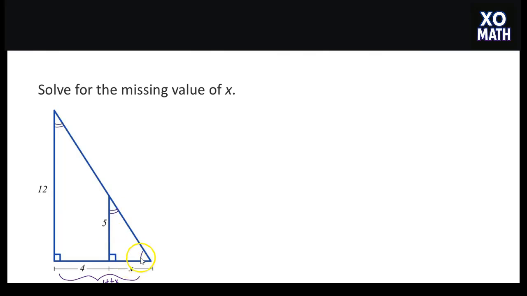So the proportion we're going to set up is the base of the smaller triangle, x, is to the height of the smaller triangle, 5. So we have x over 5, or x is to 5, as, or equals, the base of the bigger triangle, 4 plus x, is to the height 12, or over 12.